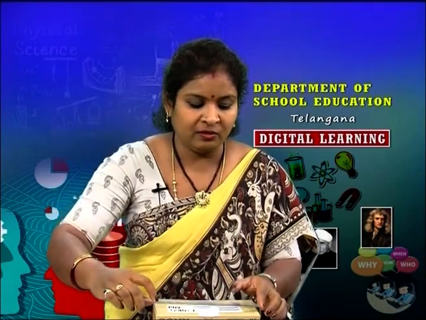Okay children, now the distance between the 0 and the tip of this is the length of this box. Here what did I get? So the length of this box is 20 centimeters.